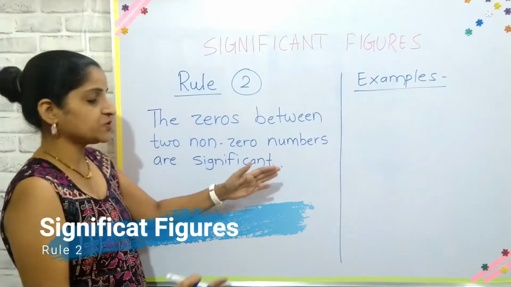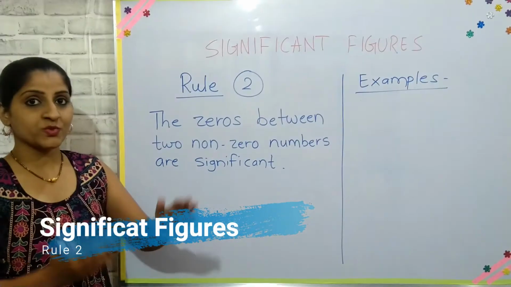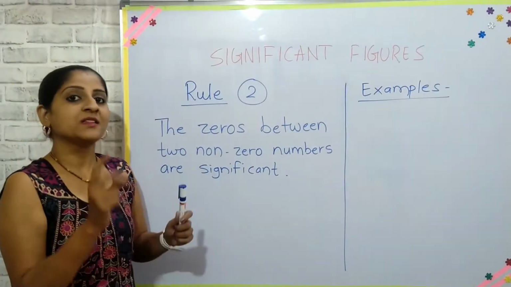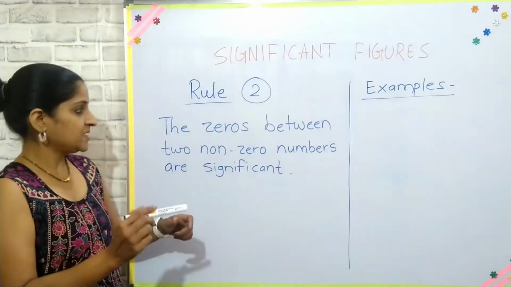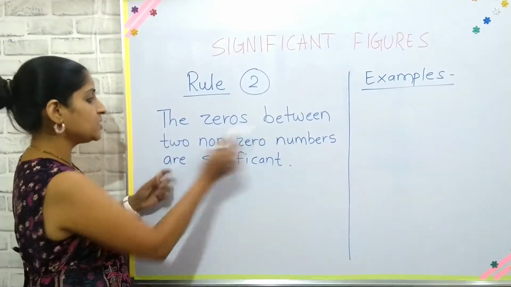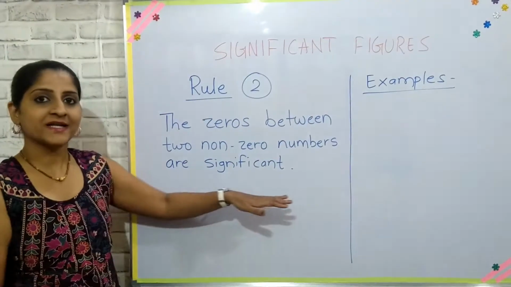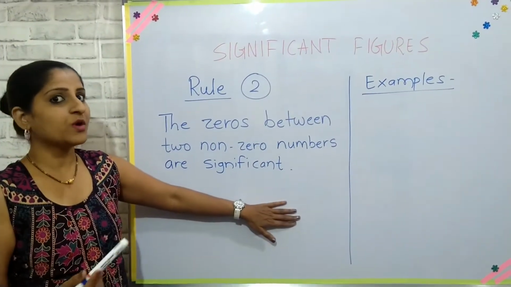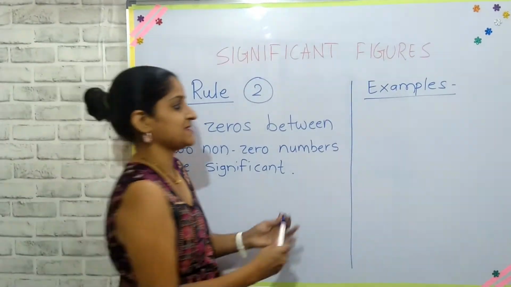So in rule number 2, we will focus on the zeros which are sandwiched between two non-zero numbers. That is, the 0 between two non-zero numbers is considered as significant. What does this mean? Let's study with an example.